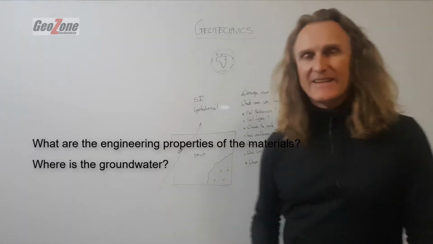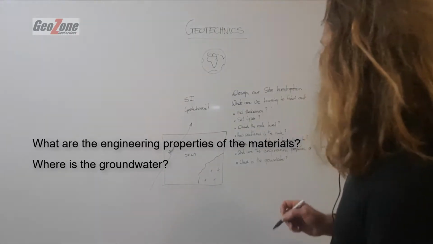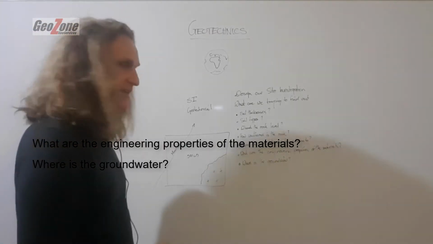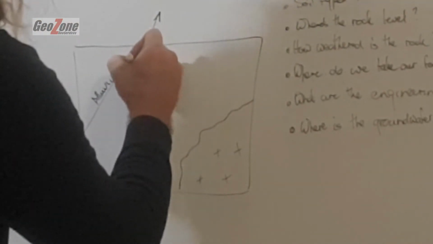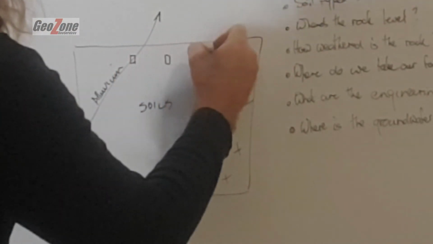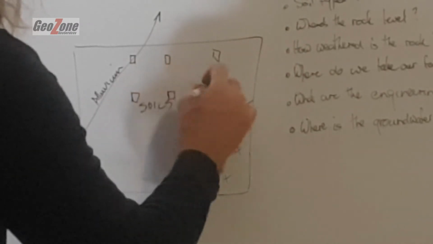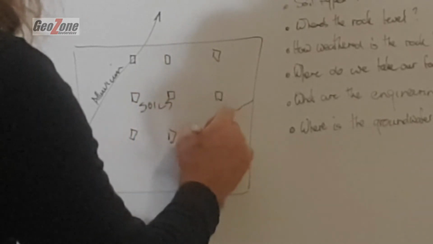So how do we go about finding that out? There are numerous ways. We can do a test pit investigation. So going back to our site here, we can dig a host of test pits across the site. If it's just a standard investigation and we don't know what to expect, we can just start digging.